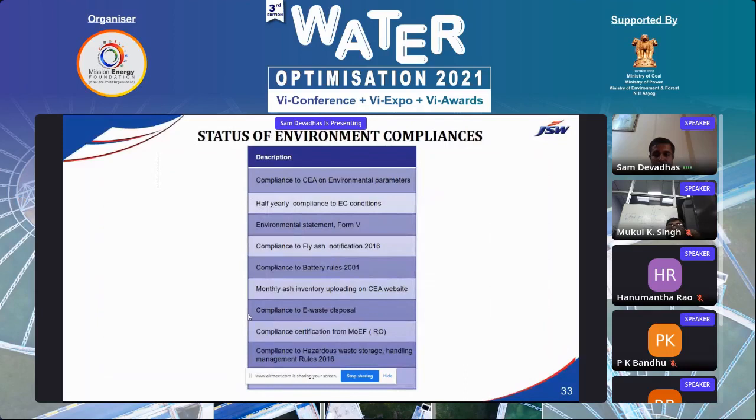Regarding environmental concerns and complaints, the filings are done periodically, especially the EC compliances and the environment statement compliance, as well as compliances for the disposal of batteries and e-waste, and the periodic filing of ash returns. These are a few of the status of compliances.